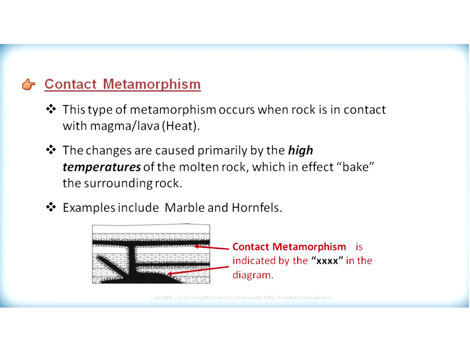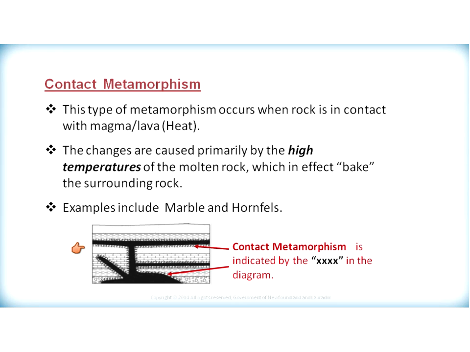When we look at contact metamorphism, this type of metamorphism occurs when rocks come in contact with magma or lava, therefore being exposed to extreme heat. The changes are caused primarily by high heat temperatures of the molten rock, which in effect bake the surrounding rock. Some examples of contact metamorphism include when rock such as limestone changes to marble, and also surrounding igneous intrusions we can find hornfels.